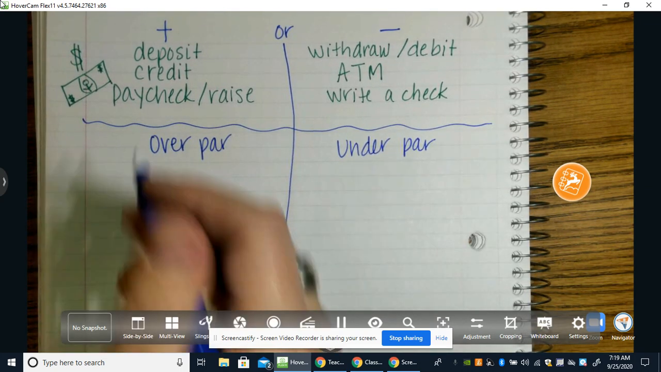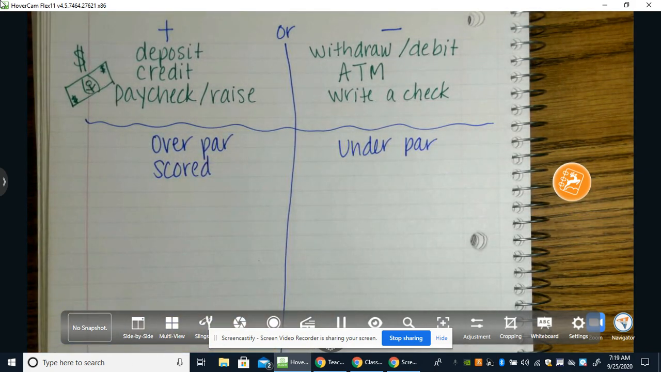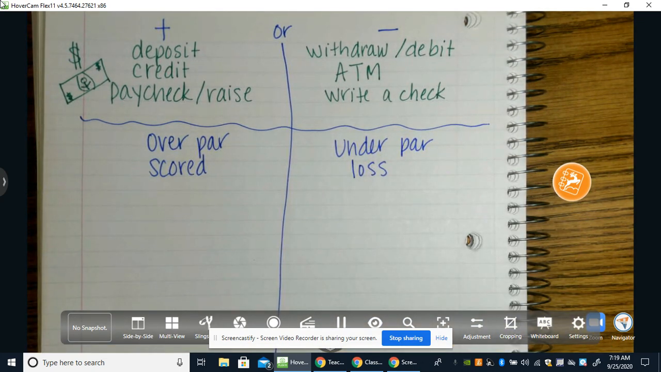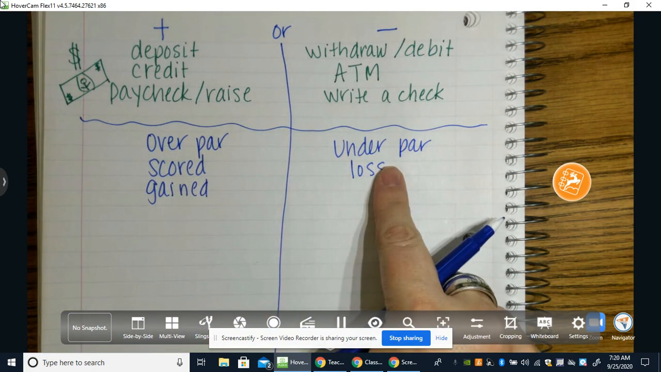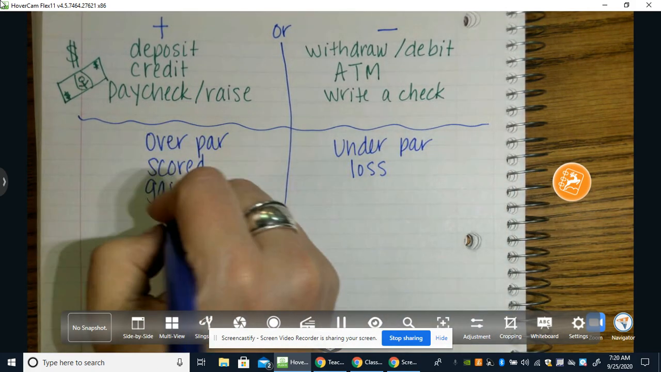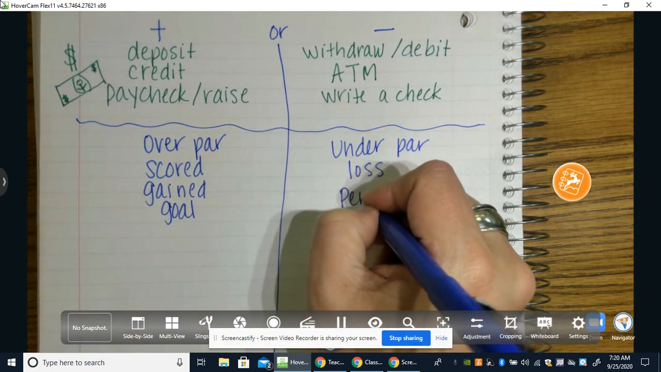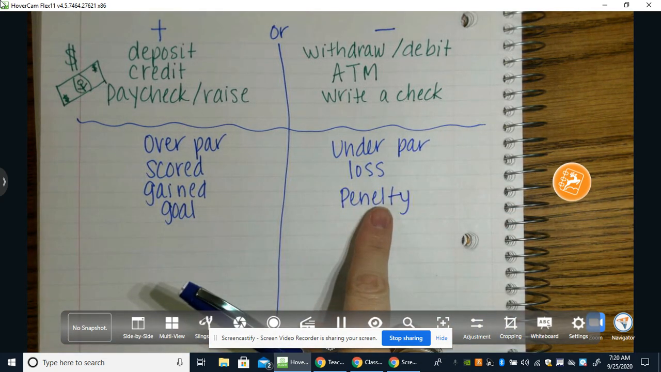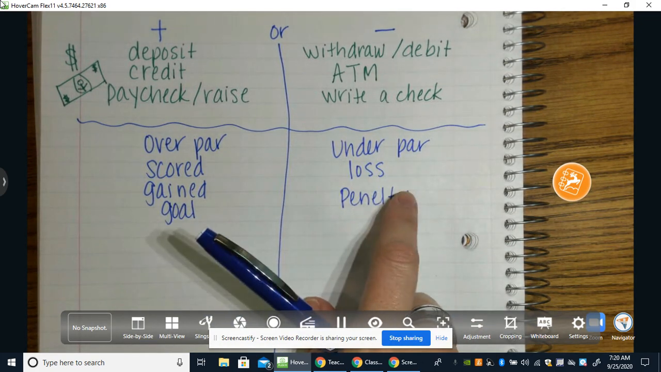If the team scored the winning goal, if the team lost points, you lost points in a game, that would be a negative. They gained yardage, they lost yardage. They had a goal, they scored a goal. There were several penalties. A penalty, such as in football, if there was a call and it was a penalty and there was a loss of yards. Okay.